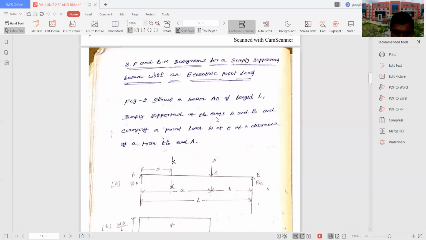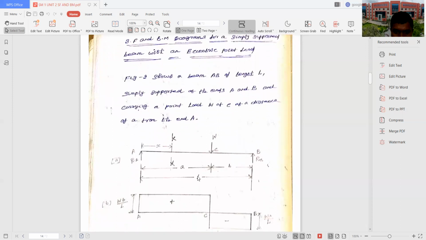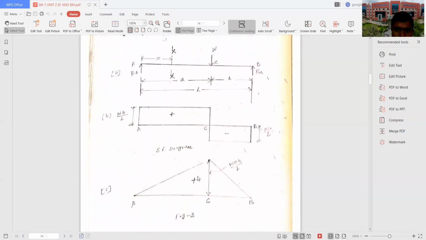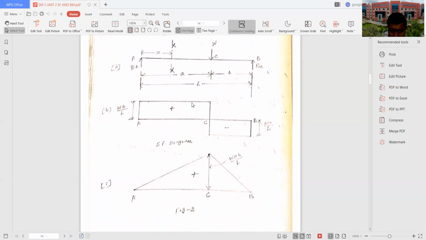Now you can see this figure, the beam AB, a simply supported beam of length L, A and B are the two ends, carrying the point load W at the point C. See, this point C is not exactly at the center. So there will be a distance of small a from the capital A. So here you can see this is an eccentric load. Now for this eccentric load, you have to calculate the shear force value and bending moment value such that you can draw the shear force diagram and bending moment diagram.